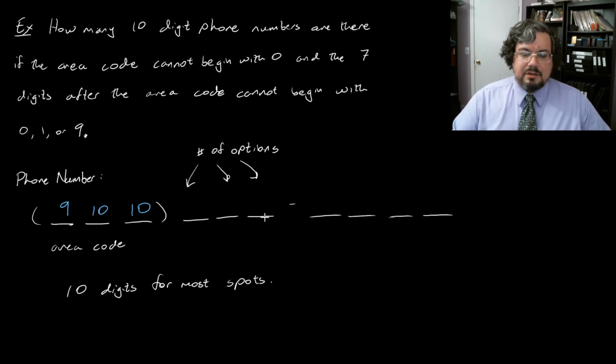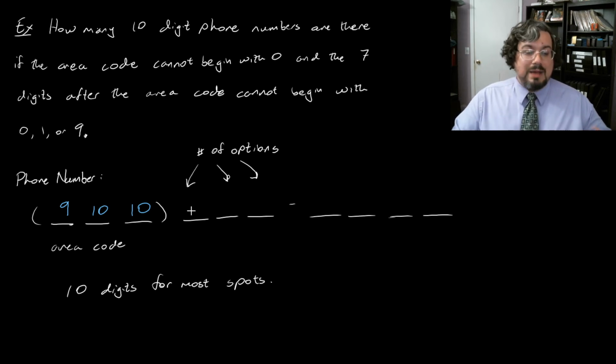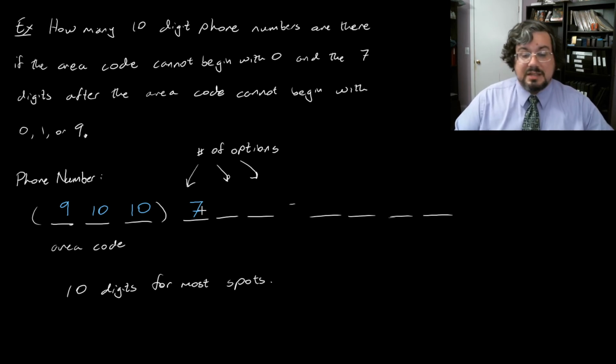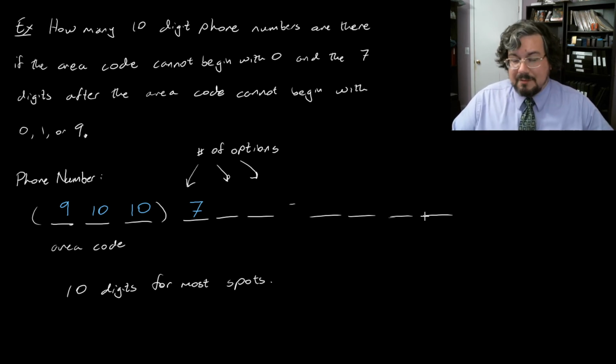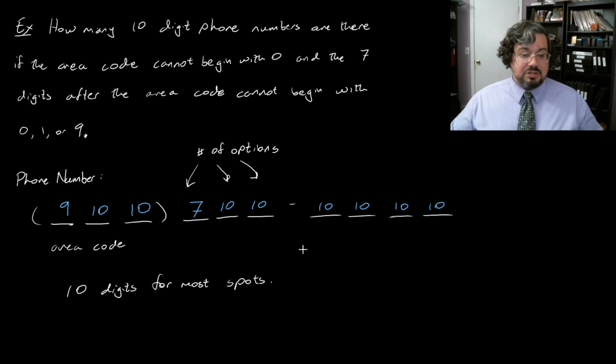Now, for the remainder, for the 7 digits that come after the area code, we're told that the first digit here can't be 0, can't be 1, and can't be 9, which means it can only be the digits from 2 through 8, and there are 7 of those, 2, 3, 4, 5, 6, 7, and 8. So there are actually only 7 options for the first number of the 7 that come after the area code, but the rest of the digits can be any of the 10 digits from 0 to 9.